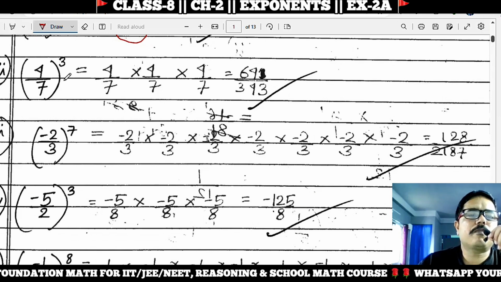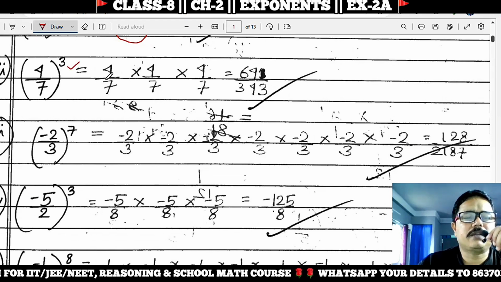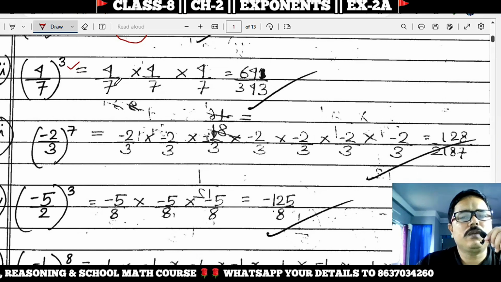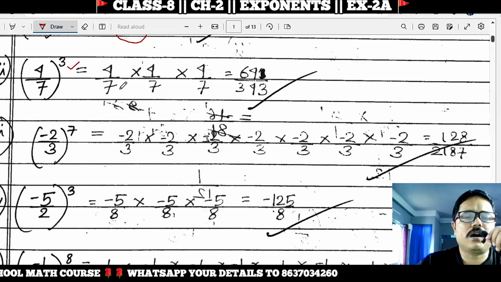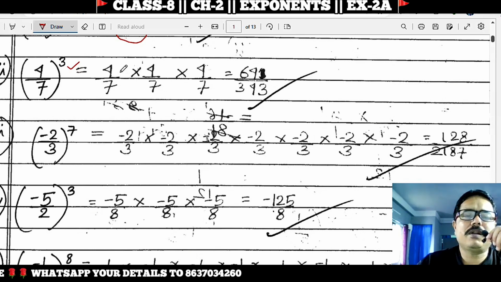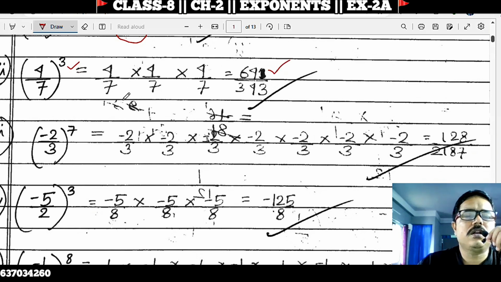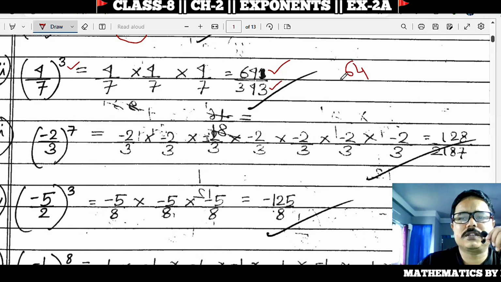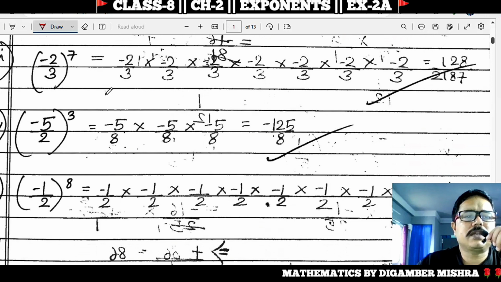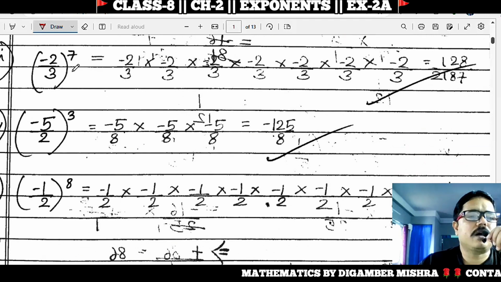Similarly, 4 upon 7 to the power 3, that means 4 by 7 will be repeated 3 times, 1, 2 and 3. Now multiply 4, 4 and 4. The answer is 64. 7 into 7 into 7 is 343, and so its answer is 64 upon 343. Next, minus 2 upon 3 to the power 7.